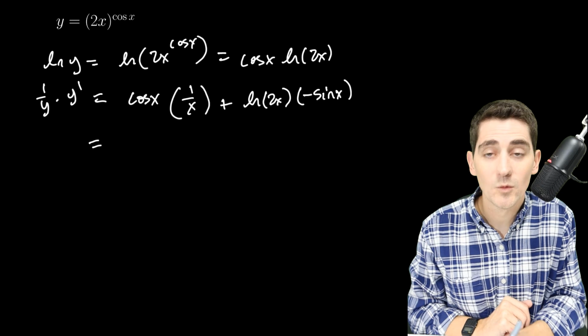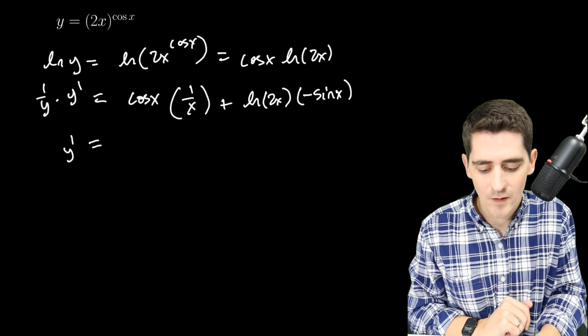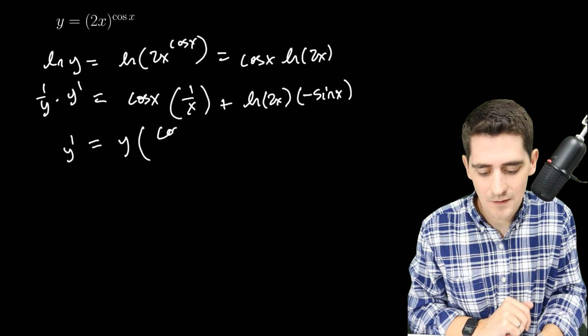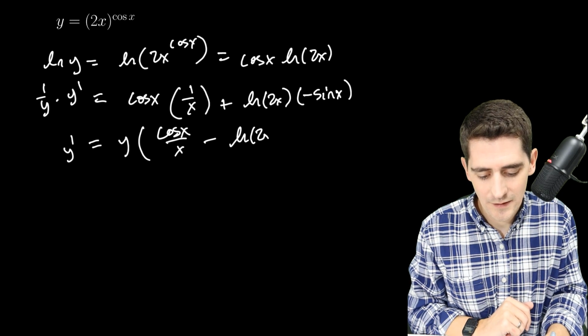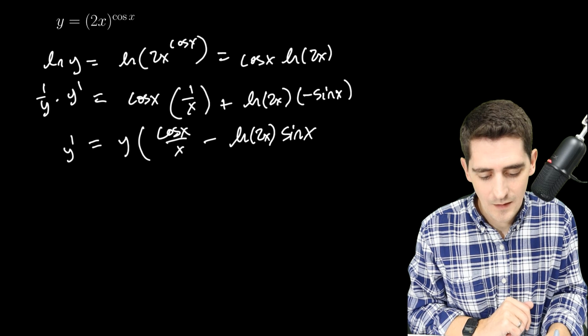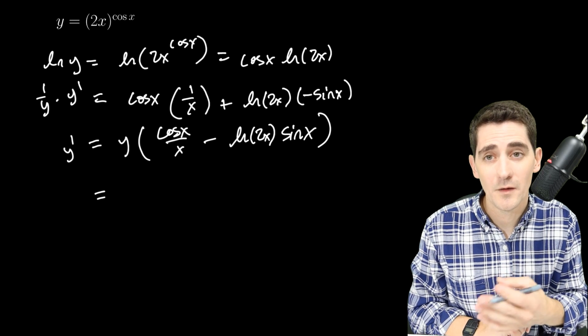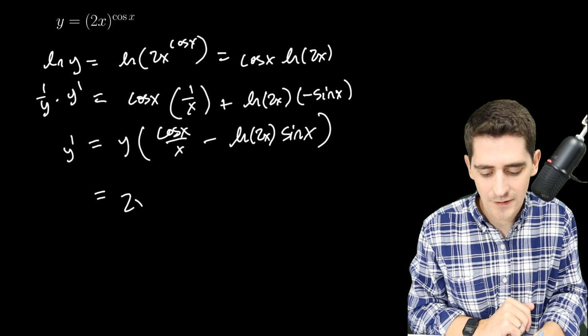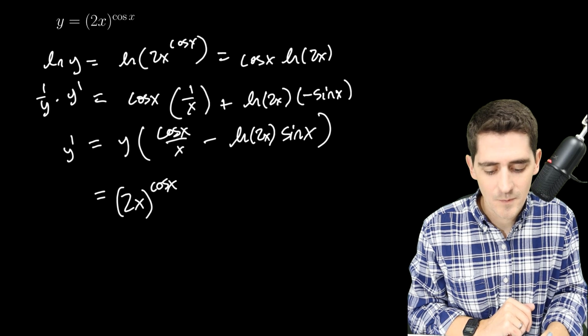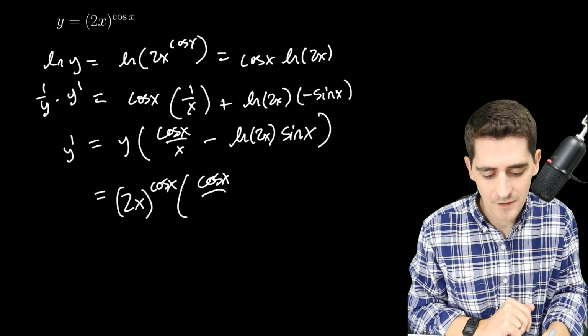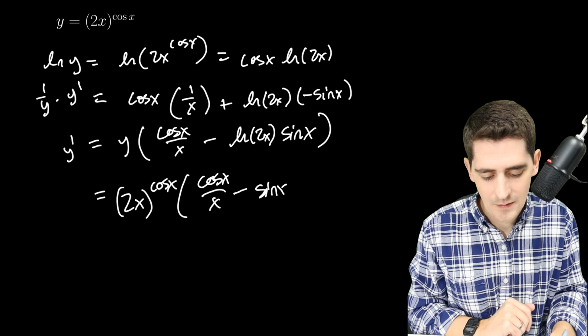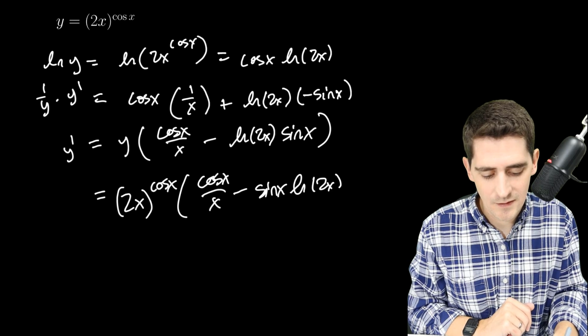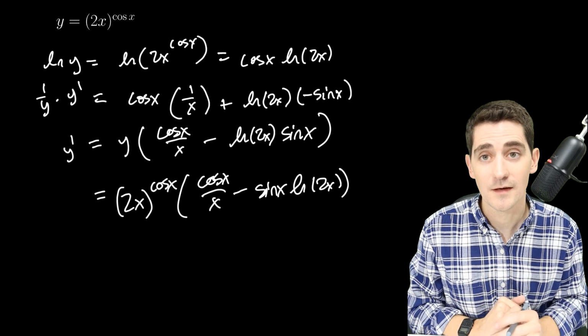So now all I have to do is multiply both sides of my equation by y. So I get y prime equals, we'll say cosine x over x minus ln 2x times sine x. And then I'll just replace y with what y was, which is 2x to the cosine x power times all this other stuff. And you can really write the sine and ln in any order you want on that second term.